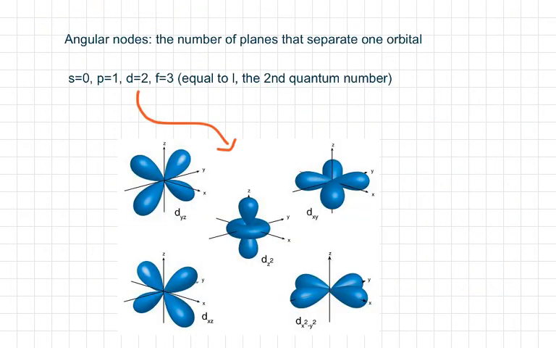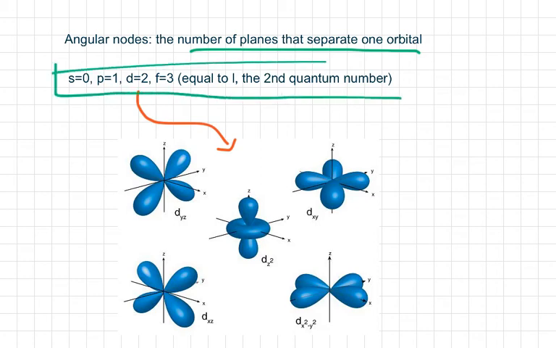Now, let's talk about angular nodes. Angular nodes are the number of planes that separate one orbital. Notice how the number of angular nodes is equal to L, the second quantum number. For s, the number of angular nodes is 0, since a sphere, you can't really separate into different parts, so there are no planes there.